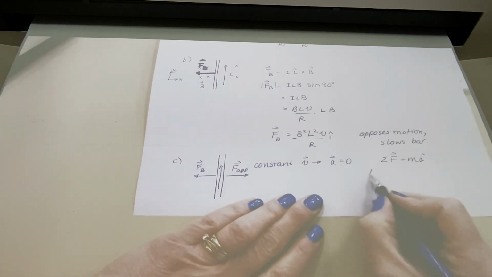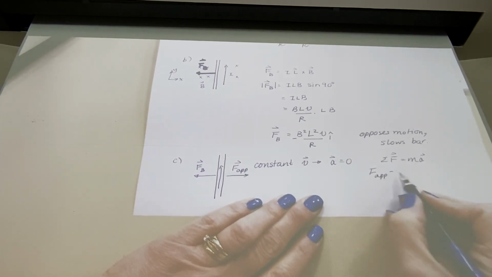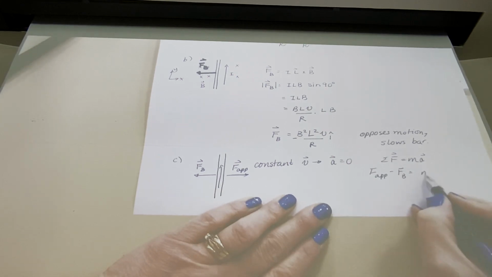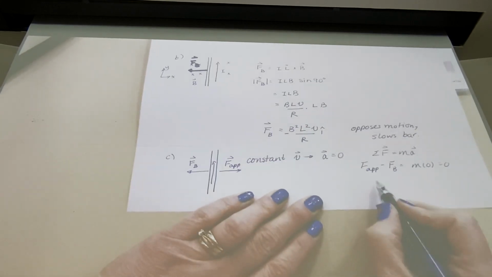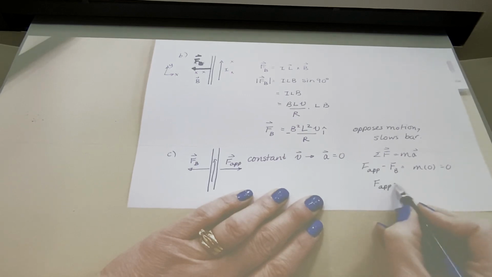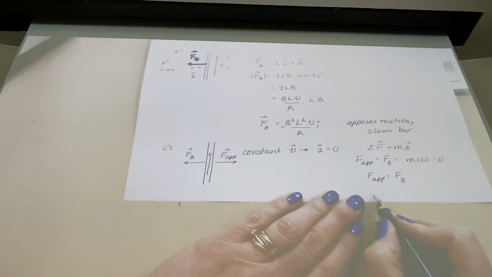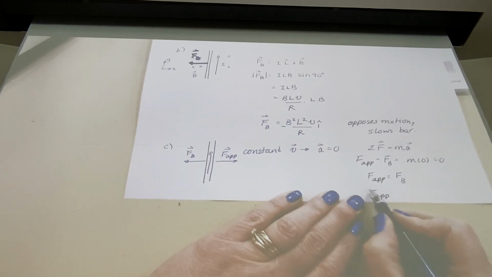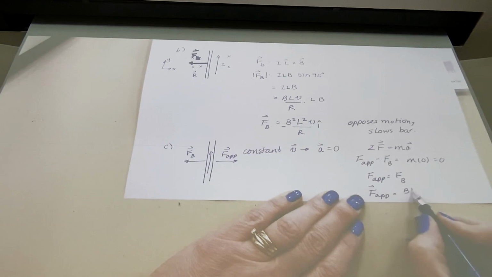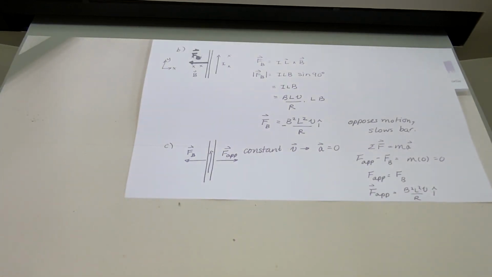So in our Newton's second law, we would have F applied minus F_B is mass times the acceleration, which is 0, equals 0. So your applied force has to have the same magnitude and an opposite direction as the magnetic force. So we have to pull on it with an applied force of B squared L squared V over R to the right. So that will make it pull with constant velocity. Any questions?